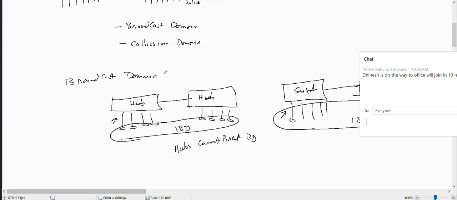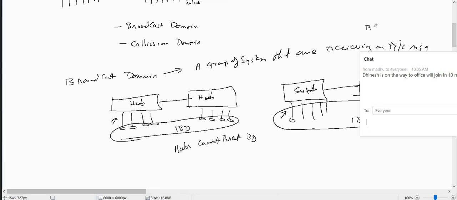I am defining the broadcast domain once again. It's a group of systems that are receiving a broadcast message. Now the key word is broadcast message. The definition is not broadcasting. Be very clear with it, and that too we are in switching class.